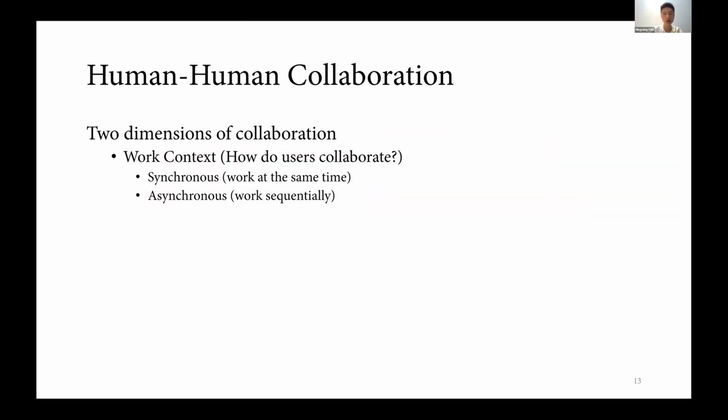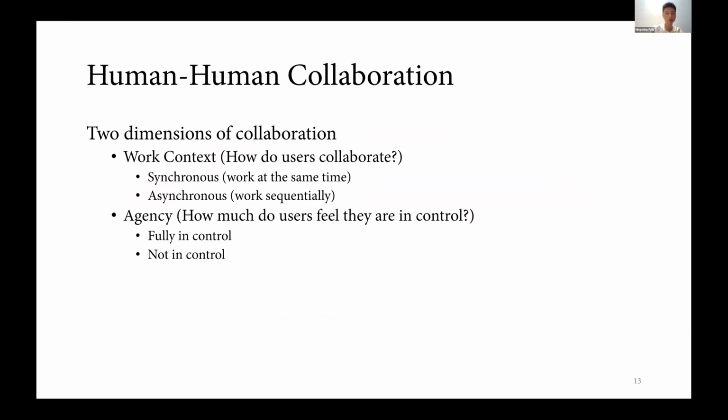To improve the human-AI collaboration, we draw inspirations from human-human collaboration, which has two dimensions. The first dimension is called work context, which means how do evaluators collaborate. So in addition to asynchronous collaboration, there's also synchronous collaboration. The other dimension is agency, which means how much do users feel they're in control. The agency can be moderated by the amount of explanations provided to them.